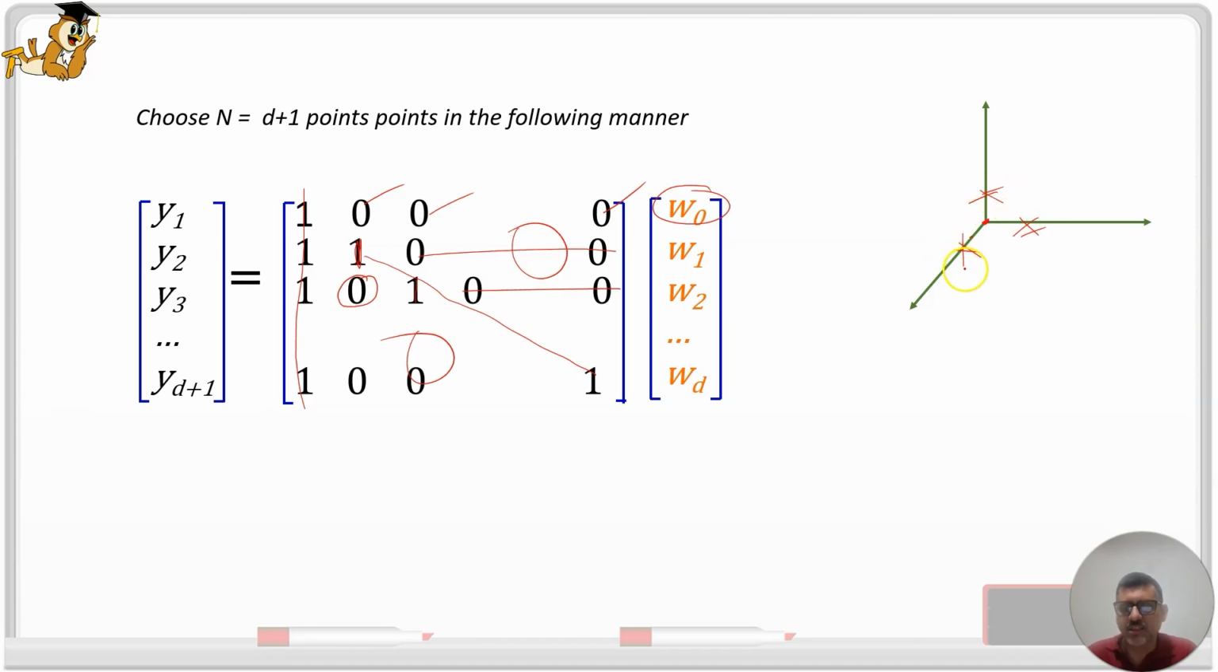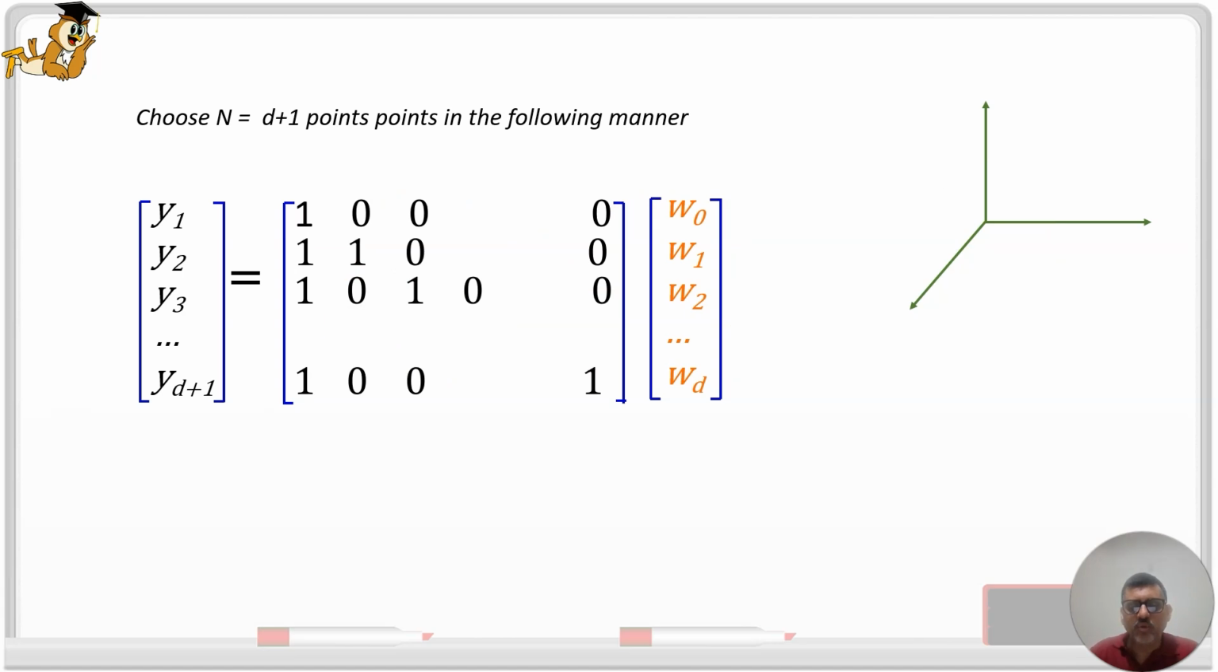Okay, so this is the kind of selection of points that I am going to do, and my claim is that once I select the points in this manner, no matter what labels you assign to each of these points, I will be able to find a hyperplane. I will be able to find the values of w so that those labelings will get supported. Okay, that dichotomy that you tell me will get supported.